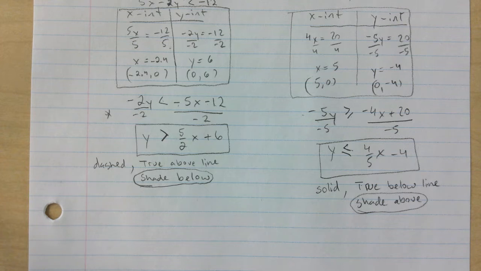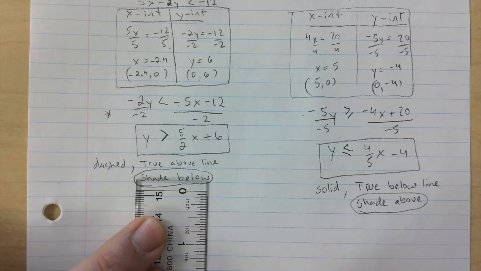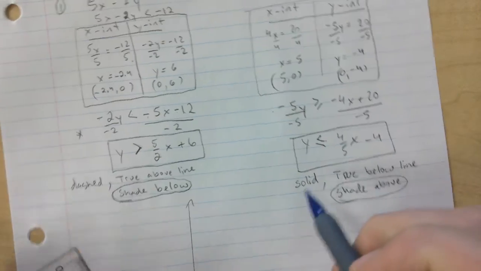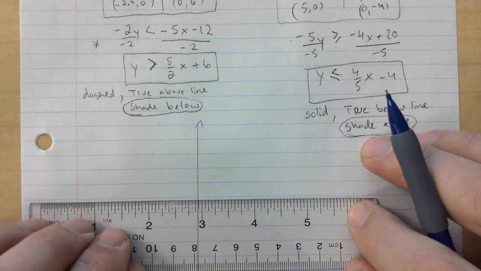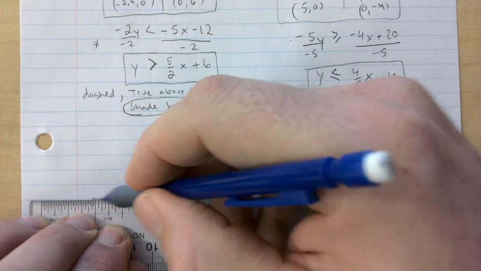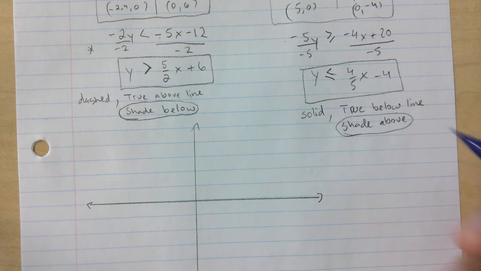Okay, and then you grab a ruler, no sloppy lines, okay? For notes, I don't care. ACs and whatnot, ruler, okay? All right, so it takes a little longer, but it's just so much better, okay?